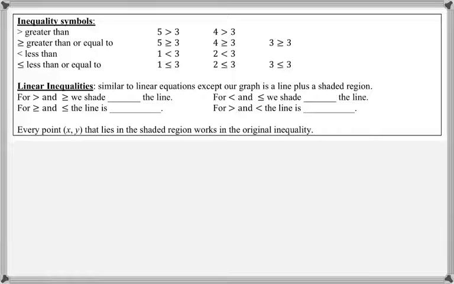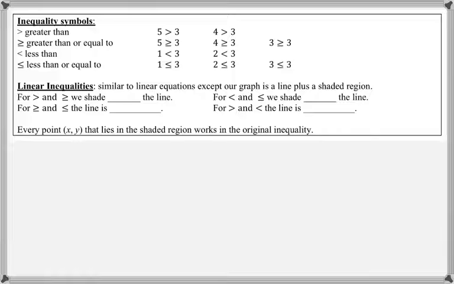This section is on linear inequalities, but before we actually get to linear inequalities, let's quickly review the inequality symbols. We have the greater than symbol, so like 5 is greater than 3, 4 is greater than 3. And then we have the greater than or equal to symbol, and that's the greater than symbol with a line underneath. So 5 is greater than or equal to 3, 4 is greater than or equal to 3, but then 3 is also greater than or equal to 3.